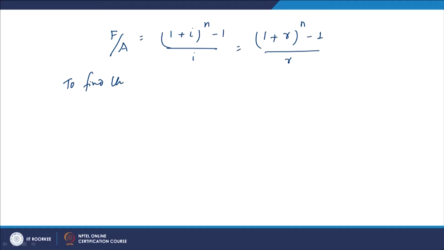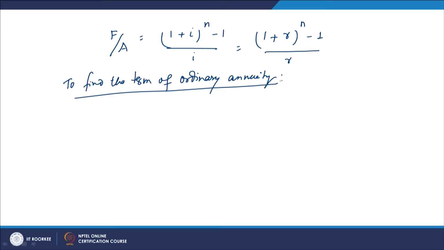Now, if we have to find F, then F will be A times this factor. Similarly, if we have to find A, it will be I upon 1 plus I raised to the power n minus 1. That way you can find any of these quantities, but then we may be required to find the term of an ordinary annuity. If we are talking about annuities, finding the term means you have to find the value of n.